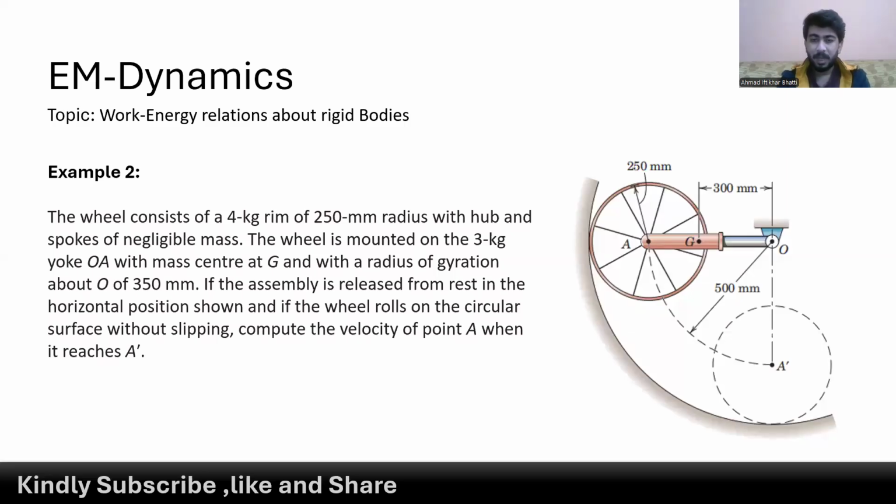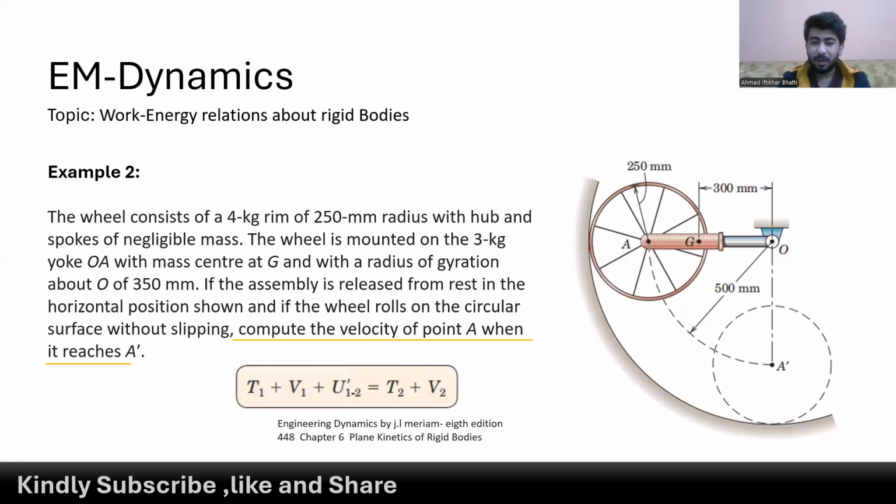In this problem, we have a mechanism in which the wheel consists of a 4 kg rim of 250 millimeter radius with hub and spokes of negligible mass. The wheel is mounted on the 3 kg yoke OA with mass center at point G and with a radius of gyration of 350 millimeters. If the assembly is released from rest in the horizontal position and the wheel rolls on the circular surface, we have to find the velocity of point A when it reaches point A dash.